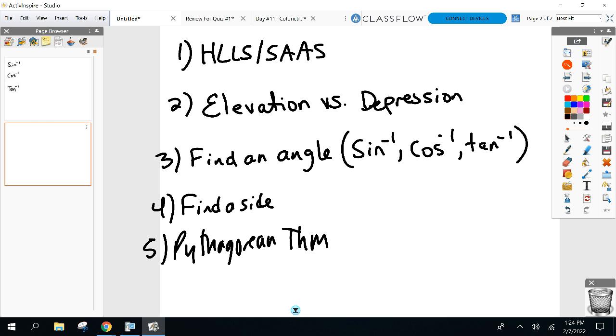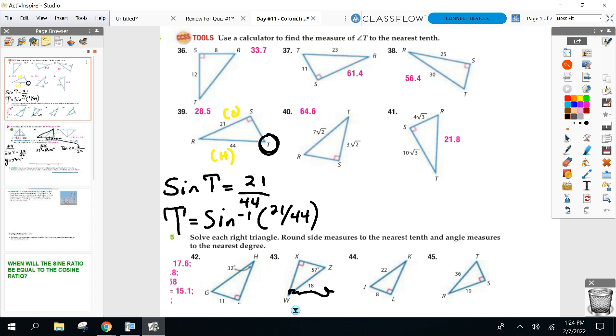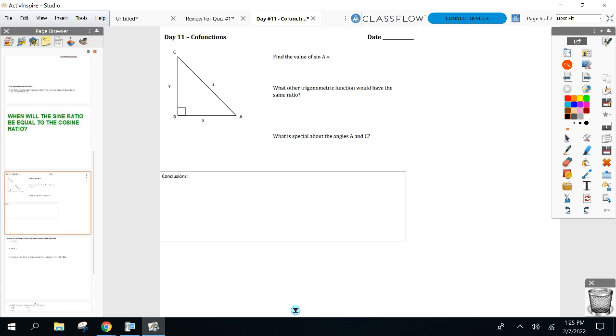Okay, let's do this then, because this shouldn't take too long today, but it's still a tricky topic to pick up. I didn't put numbers on my sides. I put X, Y, and Z. What I'd like you to do right now by yourself is, using X, Y, and Z, tell me what sine of A is equal to. The sine of angle A is equal to what ratio?